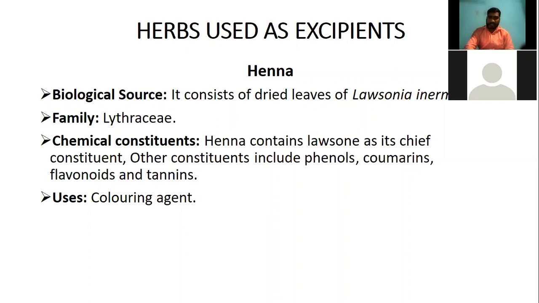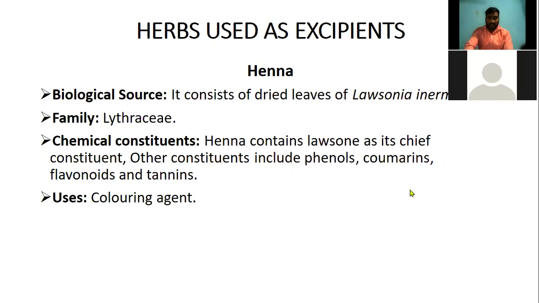Henna is used as a coloring agent. Just simply remember the botanical source. First, remember that for henna you can use the dried leaves of Lawsonia inermis, which is the botanical name. Then Lythraceae is the family, and the main chemical constituent is Lawsone, which is responsible for the color. Henna is used as a coloring agent, as an excipient that you can have.